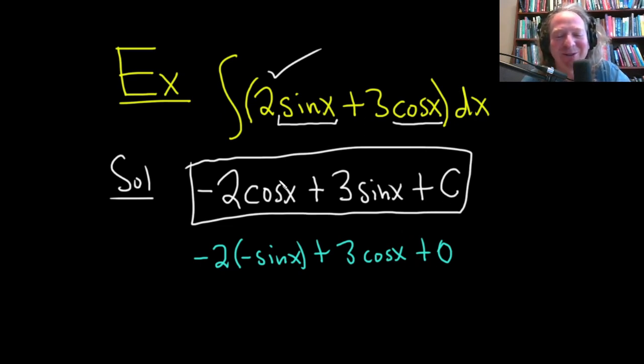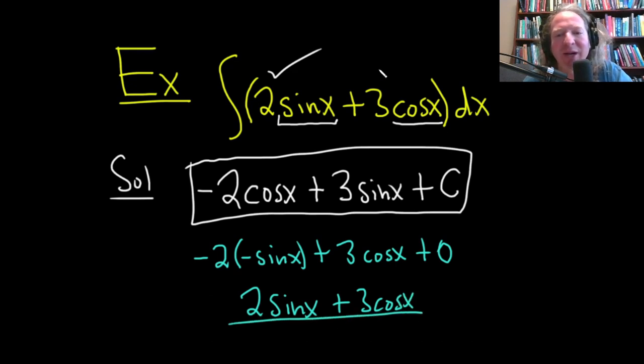Brain failure, right? So just checking this, differentiating. The derivative of cosine is negative sine. Derivative of sine is cosine. Derivative of C is 0. Negative and negative is positive. This is 2 sine x plus 3 cosine x. This is exactly what's in the integrand, right? So you can always check your answer by differentiating your result.